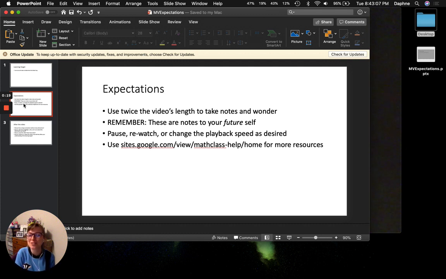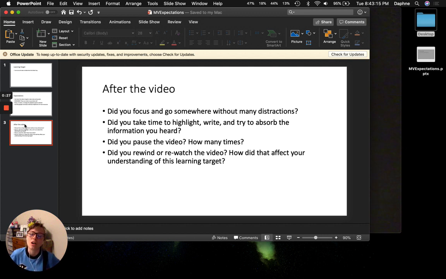Remember to use your notes as notes to your future self. So make sure that you are writing them legibly and pause, rewatch, slow down, all the jazz. And let's do it before the video. Make sure that you're focusing. You're going somewhere with very few distractions. Make sure you have highlighters or different colors handy and you're pausing the video, rewinding it, rewatching it, and moving at different speeds if you need to.